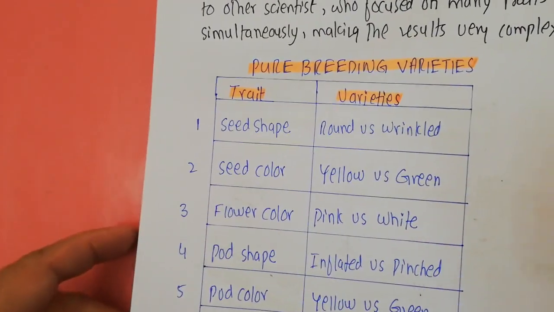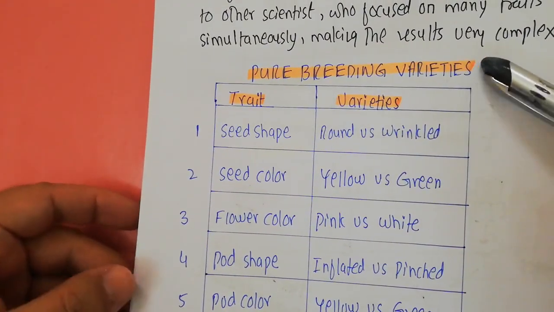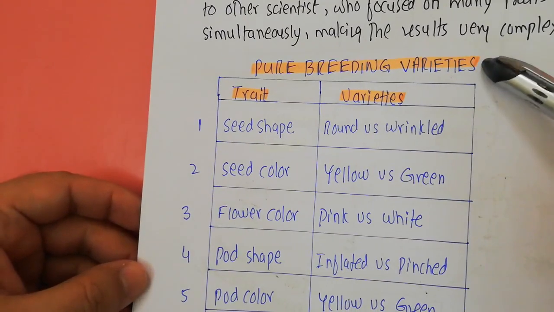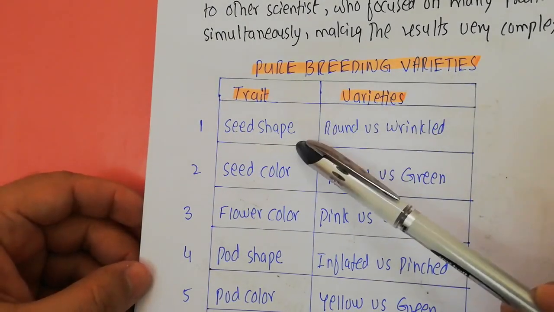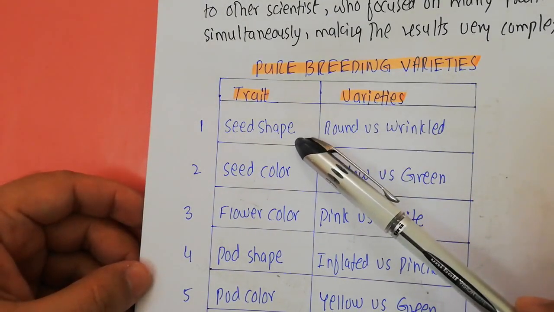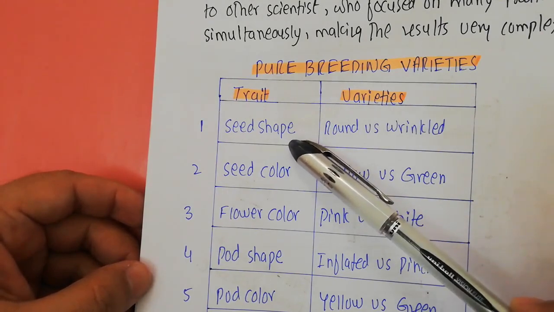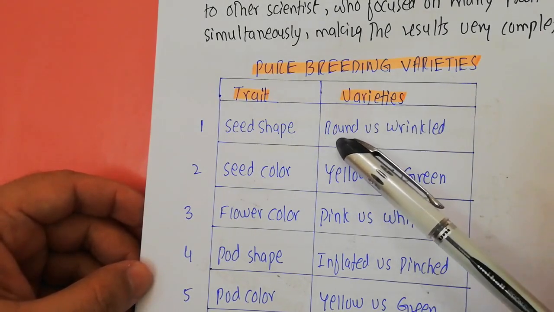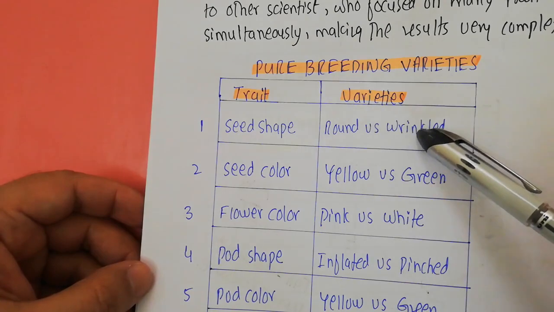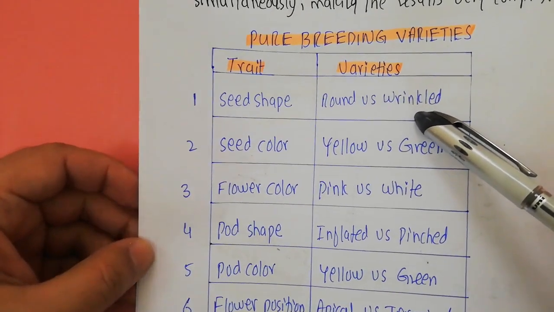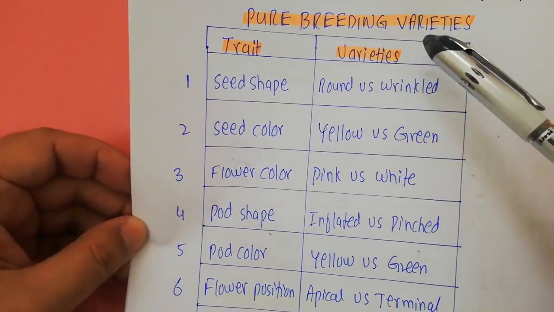Mendel worked with pure breeding varieties, and I told you that he chose 7 traits to work with. One of the traits was seed shape, which comes in 2 varieties: the seed shape can be round or wrinkled. Similarly, he selected 7 traits that he studied in the pure breeding varieties.